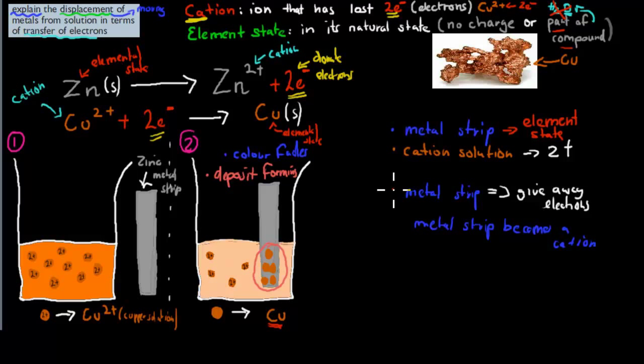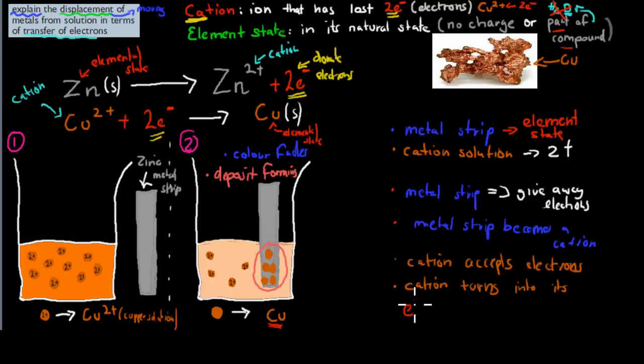And then we also had to have the cation solution. So the cation accepts electrons. And then what happens is your cation turns into its elemental state, which means we can now see it. It's not in solution anymore. We can actually see it deposit. This is where the deposits happen. So it's the four main things we have to have present.